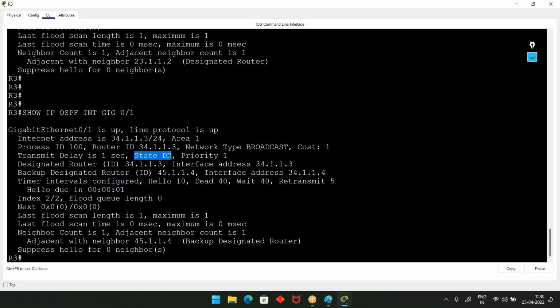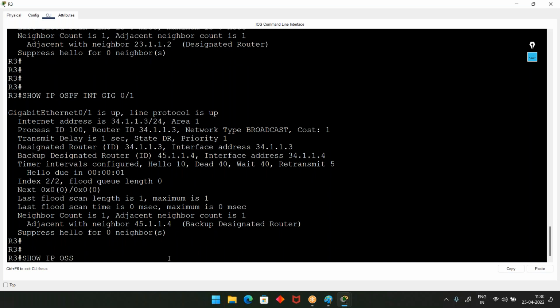That means the DR and BDR relation happens at the interface level, not at the router level. Interface level, understand this. Remember this. Any doubt still? One more command: show ip ospf neighbor.